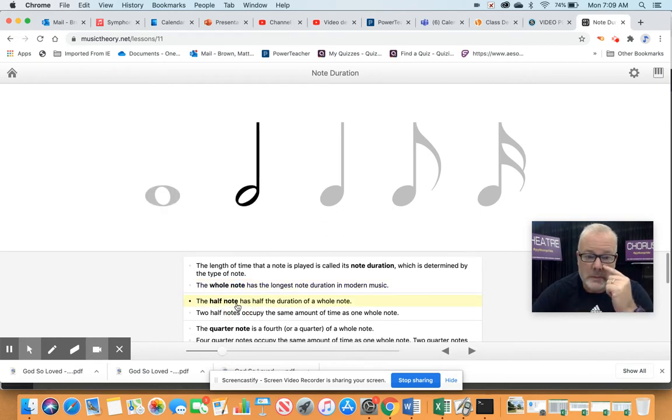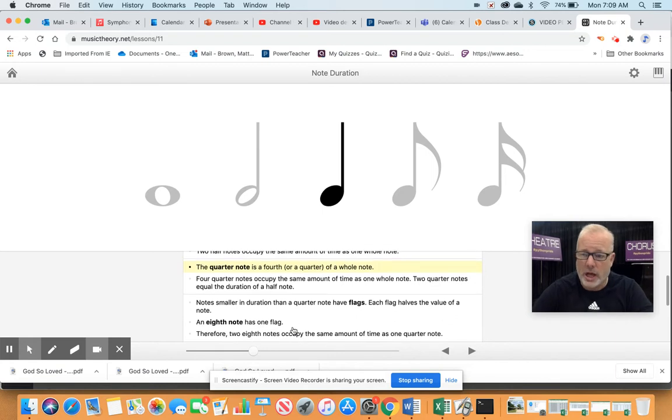The half note is half the duration of a whole note. So if you do your math, it takes 2 half notes to get 1 whole note. Okay. The quarter note is a fourth of the duration of a whole note. So think of how many quarters it takes to make a dollar. Think of the whole note as a dollar, and it takes 4 quarters to equal a dollar. So 4 quarter notes equal 1 whole note.